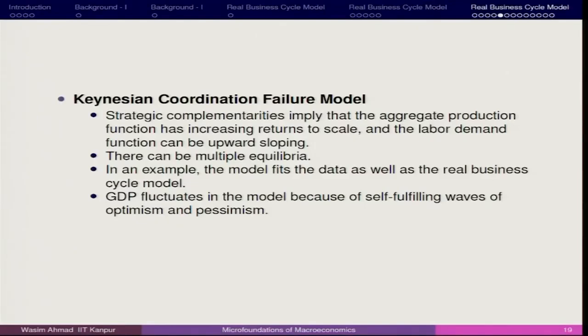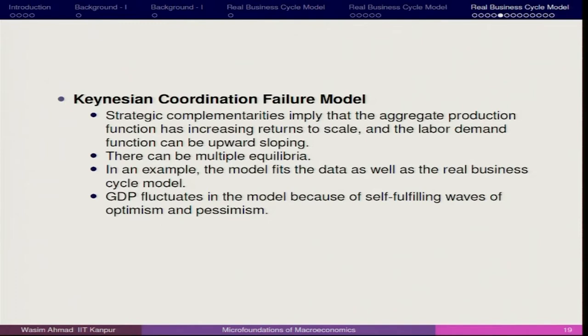The Keynesian school of economic thought, when they argued with this coordination failure model, said that if you do not have strategic complementarities playing an important role in the economy, then it becomes really difficult to fit the data in the model. And what Keynesians came up with was evidence that whatever model they had assumed fits well with the data, and it also explained the real business cycle dynamics in a better way. So here GDP fluctuates in the model because of self-fulfilling waves of optimism and pessimism. This is how they try to explain it.